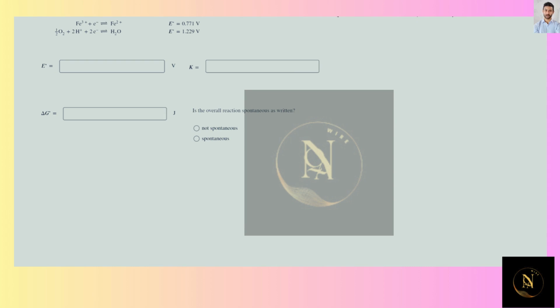In general, the E0 for a cell is going to be equal to the E0 of reduction of the cathode plus E0 of oxidation for the anode. In this case, what you see is that in both cases we're going to have the reduction. So what we need to do is to flip the second equation in order to get our correct result.